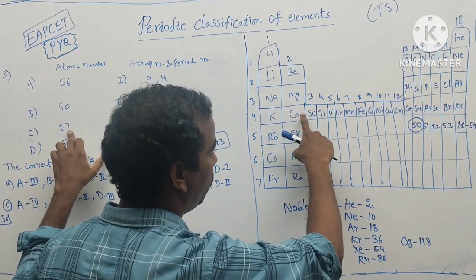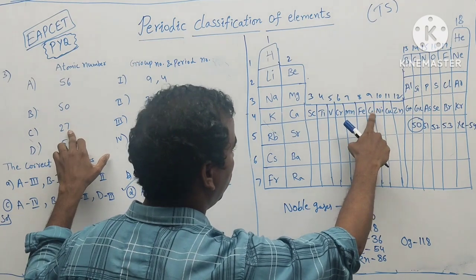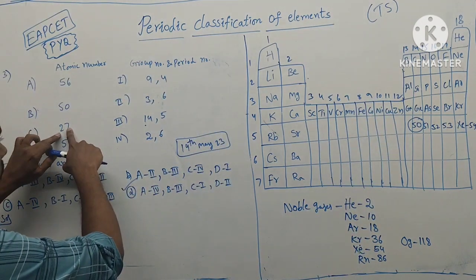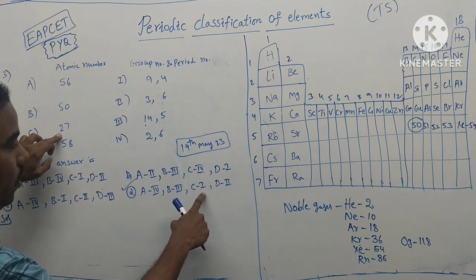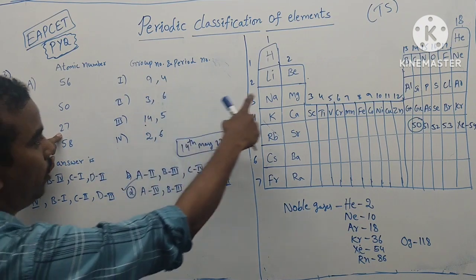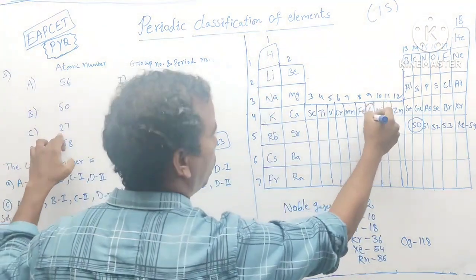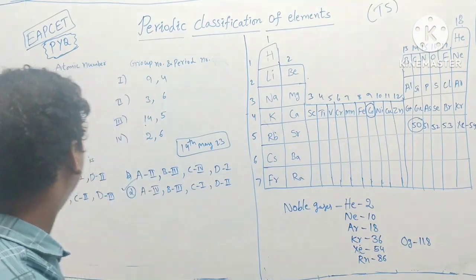20 calcium, 21, 22, 23, 24, 25, 26, 27. 27 is cobalt, which is in the 9th group. That means the answer for the group is 1. So which period? 4th period: 1, 2, 3, 4. Cobalt is present in the 9th group and 4th period.